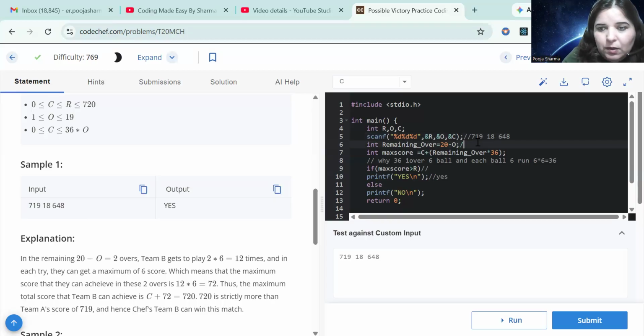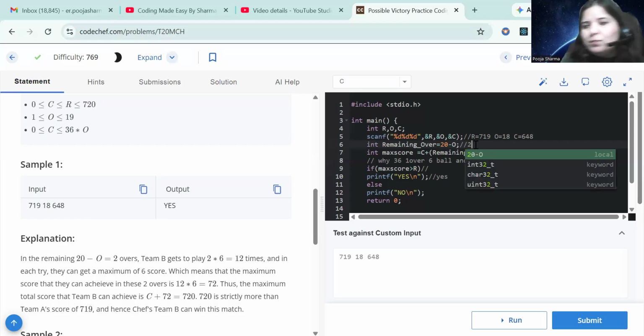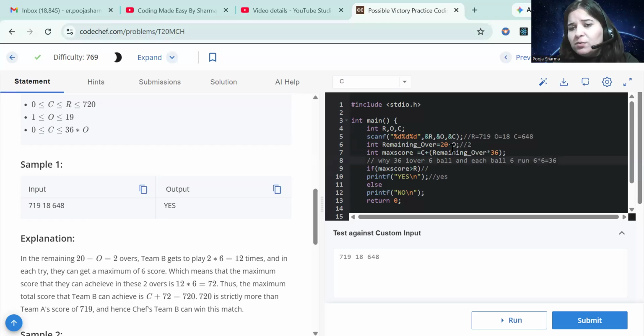So now you have Team A scored 719. Team B played 18 overs and they scored 648 runs. Now we need to calculate how many maximum runs they can score in the last overs. So first we need to calculate how many overs are left. Since they have already played 18 overs, we are left with only 2 overs. So the remaining overs are 2.